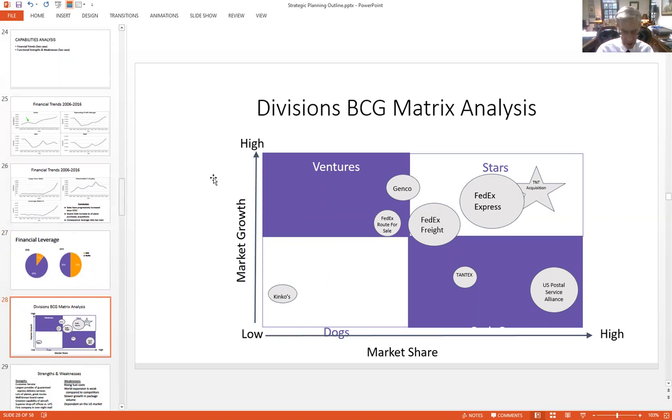Okay, another way to look at the condition that our company is in is to take a look at what's called the BCG matrix. Most of you have already heard of it because it's just so popular, but essentially we're trying to take a look at our market position, our market share. And is it high or not?